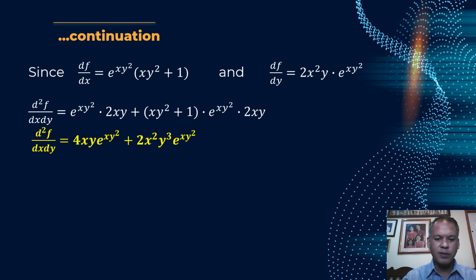So again, as what we have noticed, the second derivative of the function with respect to x then followed by y is just the same as the second partial derivative of the function with respect to y then followed by x. Thus, d squared f over dx dy is equal to d squared f over dy dx.